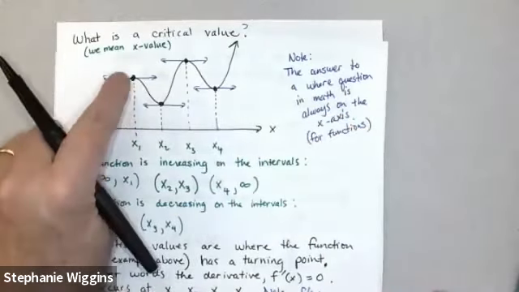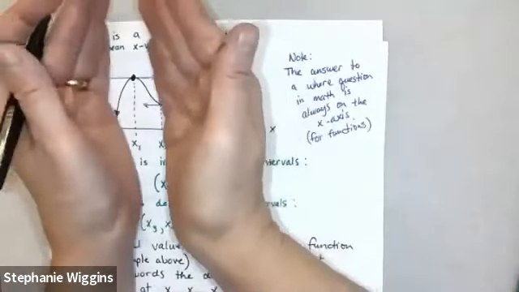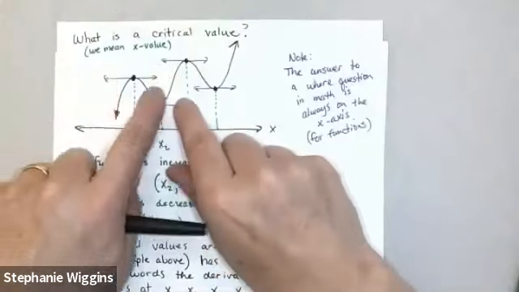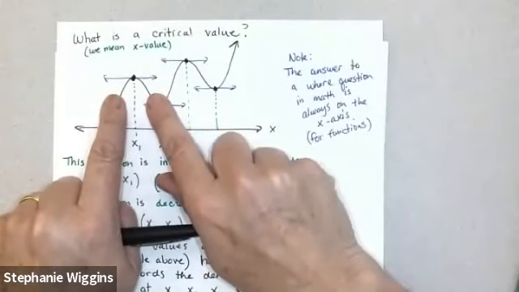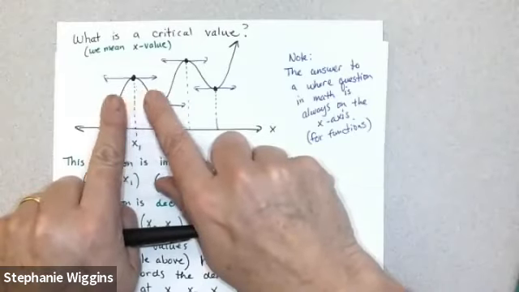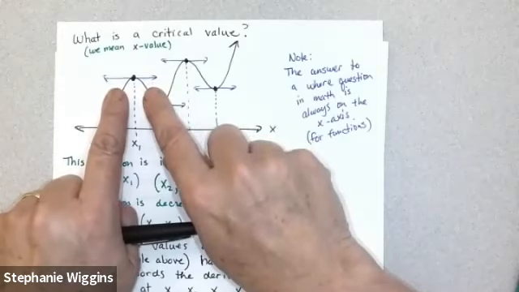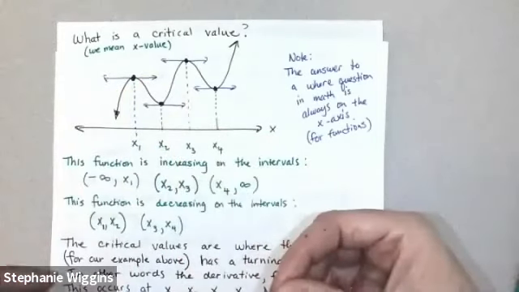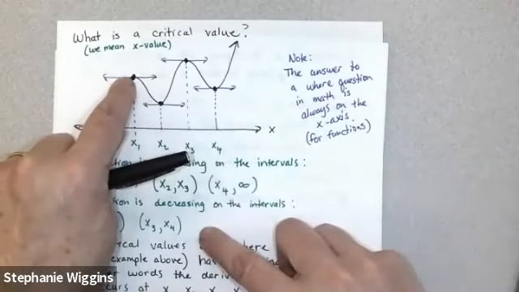However, if I look here, this is a hilltop. So if I just focus in on this area right around here, that has a maximum. It's called a relative maximum, in other words, relative to other points around it. Another word for a relative maximum is a local maximum. In other words, locally, this is a high point.